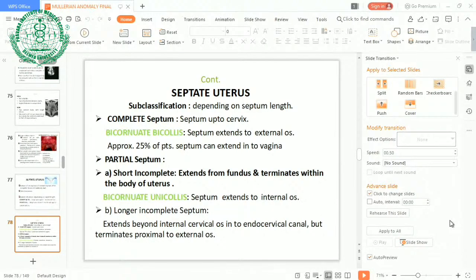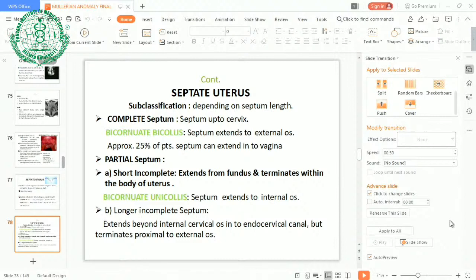In septate uterus, subclassification depends on the septal length. Complete septum, that is septum up to the cervix: bicorporeal, bicervical. Septum extends to the external os. In approximately 25% of patients, the septum can extend into the vagina. The partial septum can be short incomplete or long incomplete.